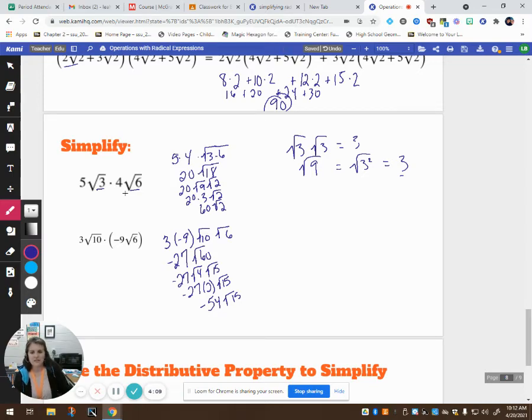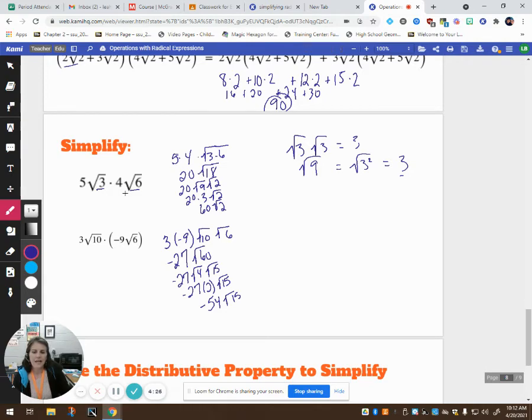There's a big difference here. These have different radicands. The only time that the square root symbol disappears, and it doesn't really disappear, we're just simplifying it, the only time that we can simplify it and just totally get rid of it like that is if they're the same radicand. So 3 times 6 is 18.